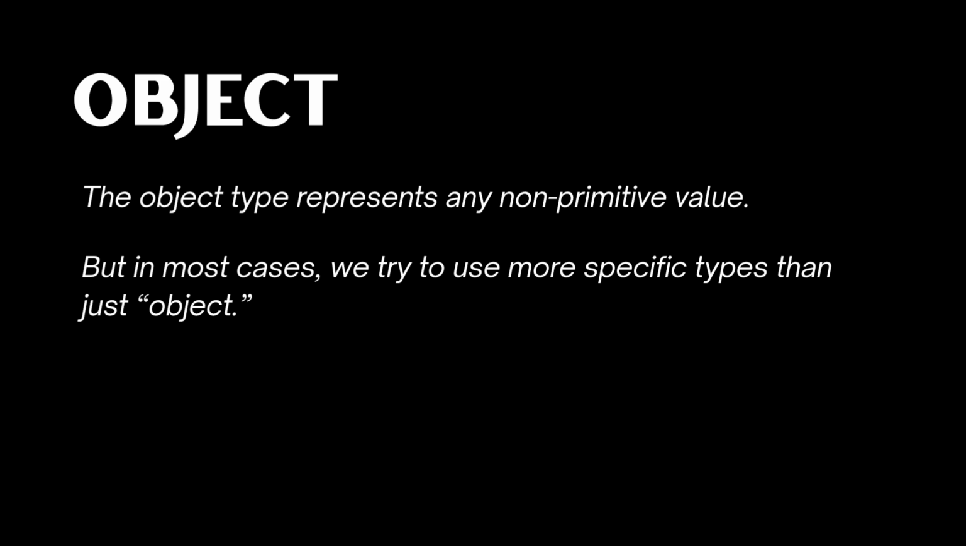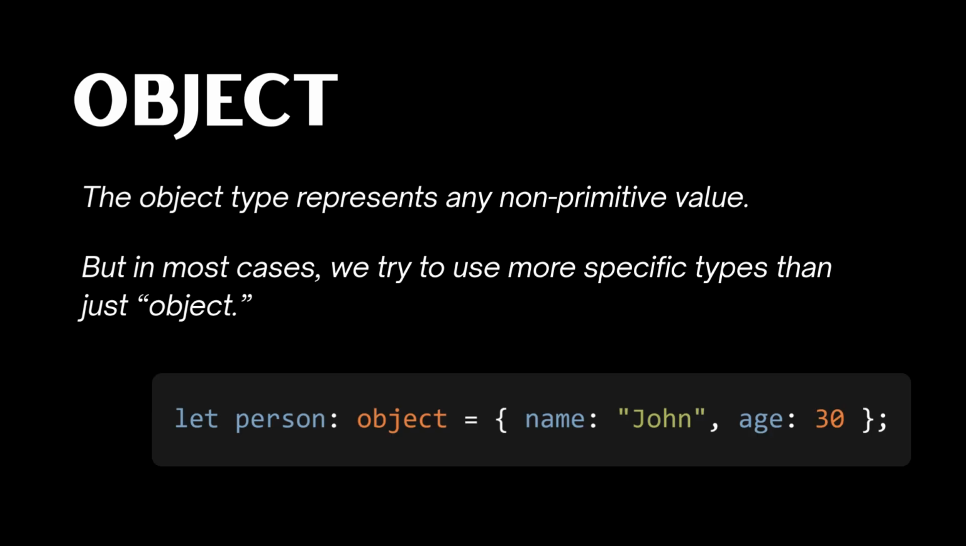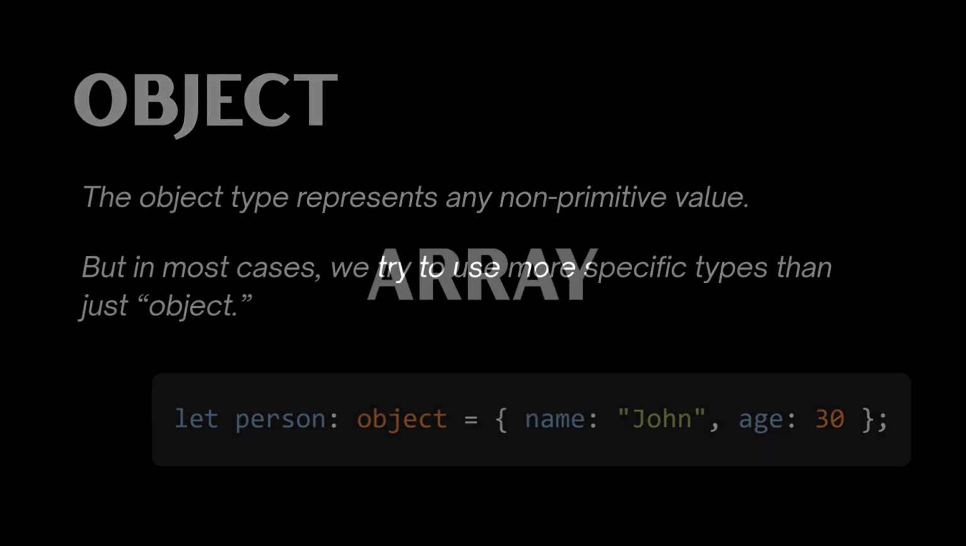Object. The object type represents any non-primitive value, but in most cases we try to use more specific types than just object. Here's an example. let person: object = { name: "John", age: 30 }. This works, but it's better to be more specific using interfaces or types.